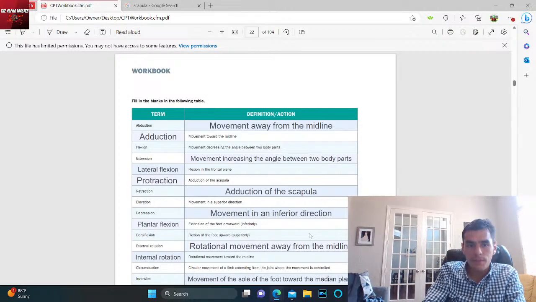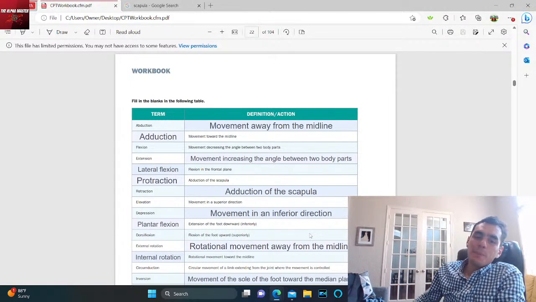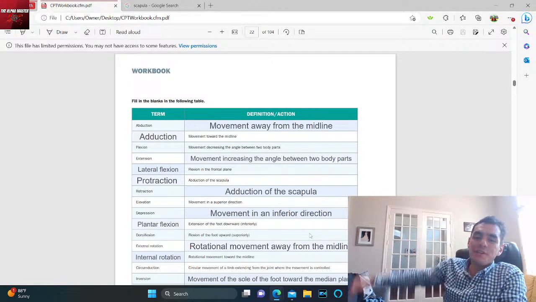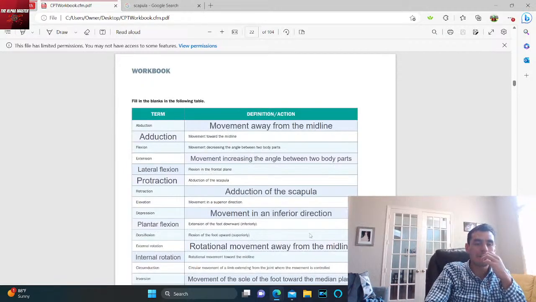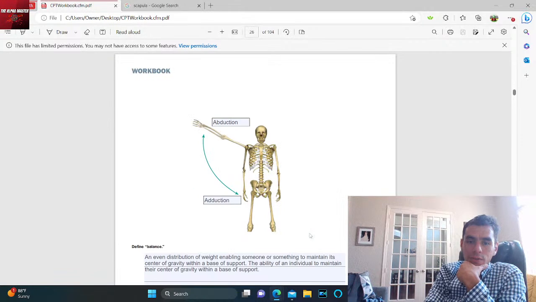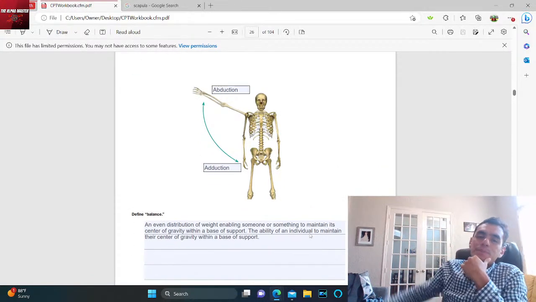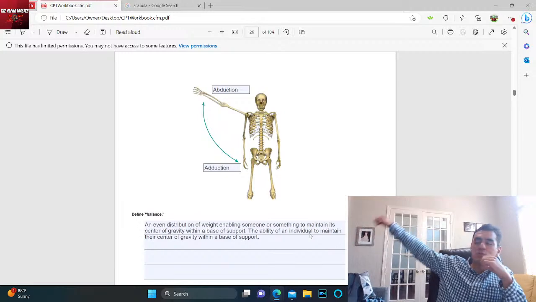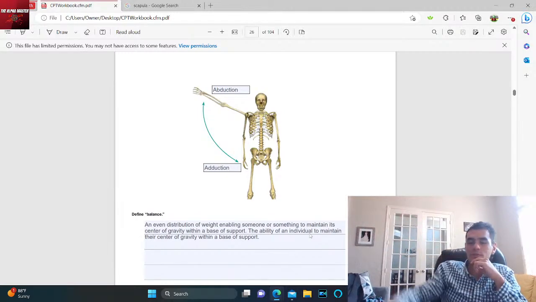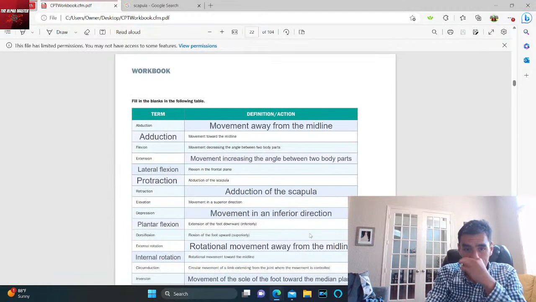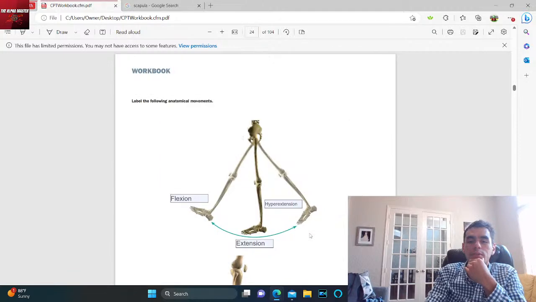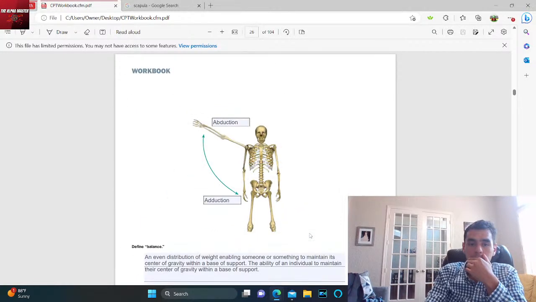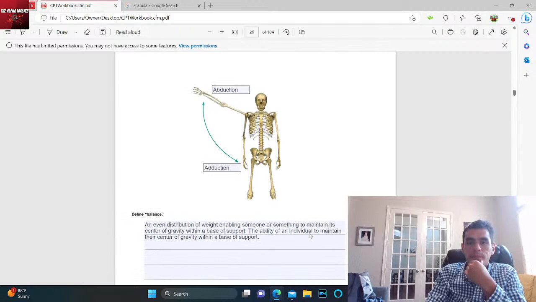But in this case, it's going to be protraction and retraction. Protraction is abduction of the scapula. Retraction is adduction of the scapula. Abduction and adduction, protraction and retraction.